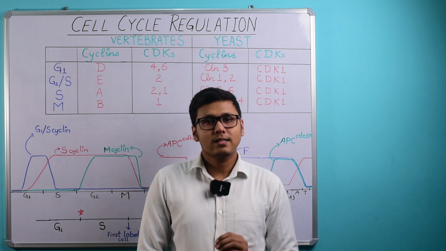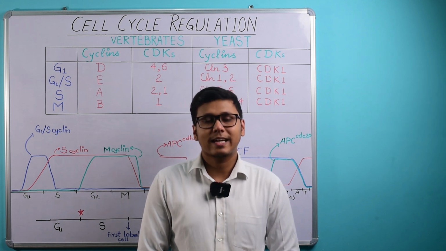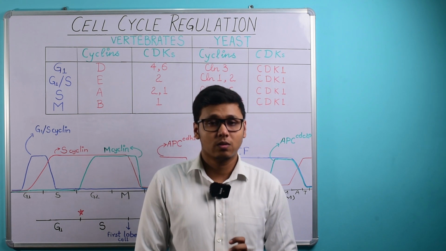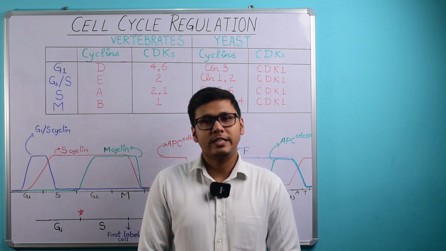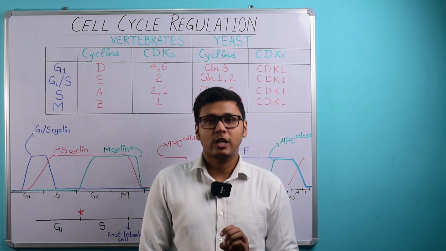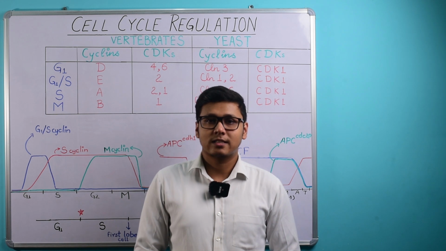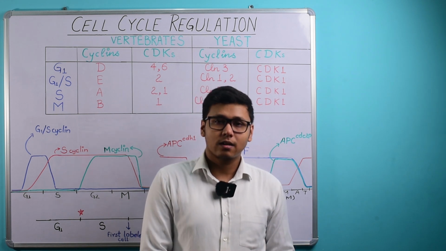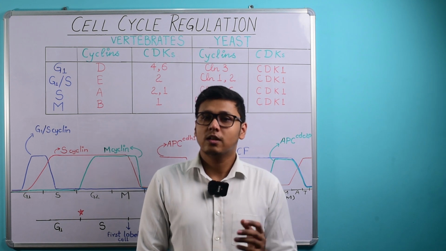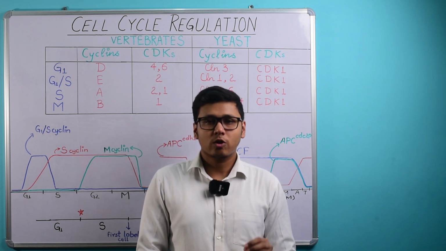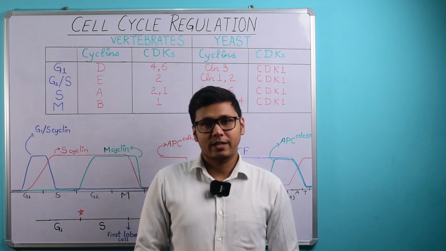Well, it is a heterodimeric protein in which the CDK works as a catalytic subunit and the cyclin works as a regulatory subunit. Talking about the CDKs, these are 30 to 40 kilodaltons in weight, and it is a serine threonine kinase. That means it phosphorylates the serine and threonine residues of the target protein, but it cannot work on its own. By itself, it is inactive.